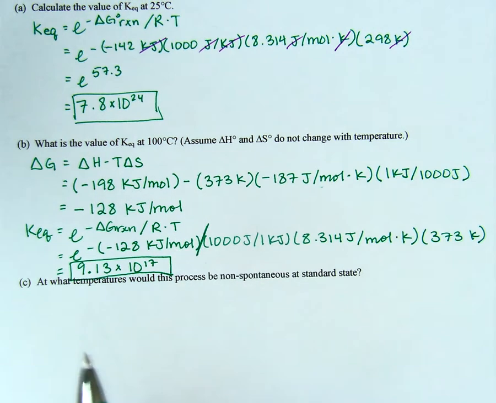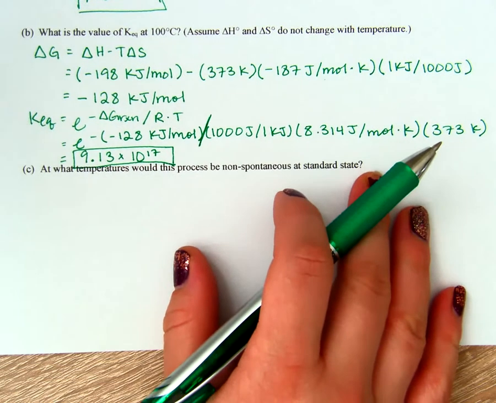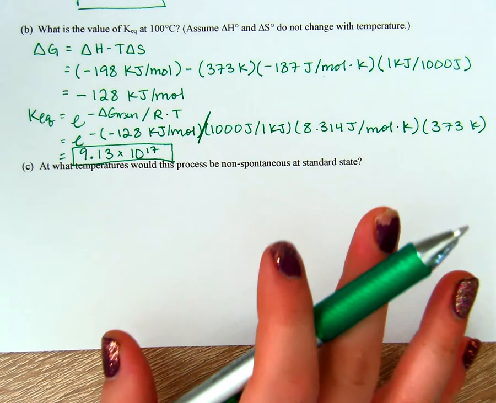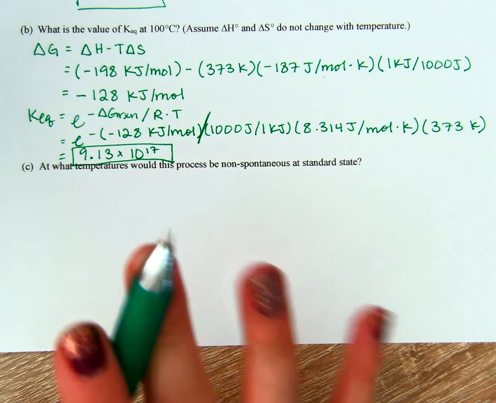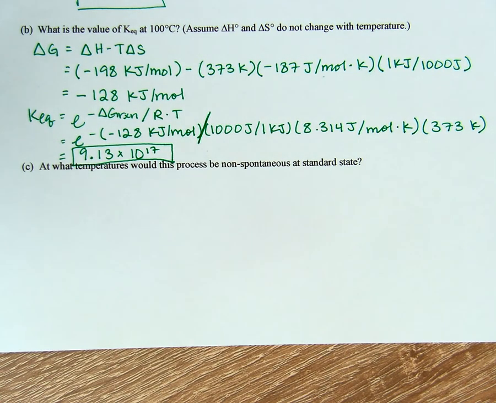Now, at what temperature would this process be non-spontaneous at standard state? So at which temperature is it not going to go forward anymore? So for this, you're going to need your delta G to be greater than 0. So I want you to please pause and just set up the equation and then come back and check that your equation's correct.